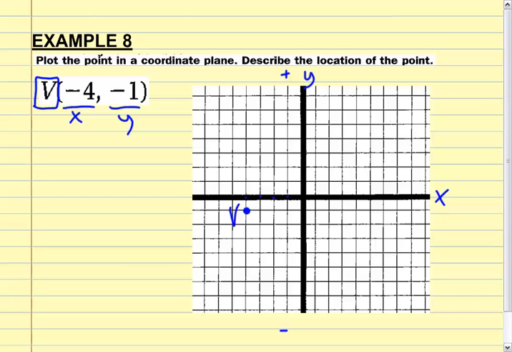Okay, now, it says describe the location of this point. Well, where is this point? What does that mean, Emma? It's in the third what? It's in the third quadrant, okay? So, just put a Roman numeral 3, because the names of quadrants are always written in Roman numerals, okay? So V is in the third quadrant.